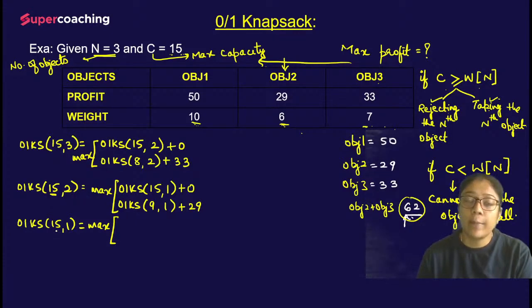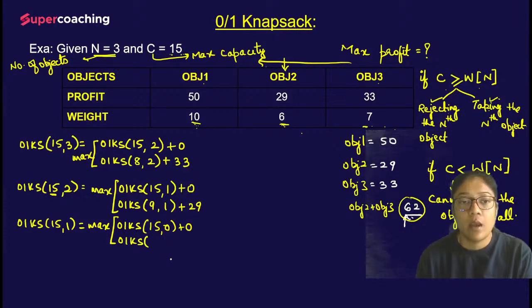Alright, so capacity is 15. Object 1 into the consideration. तो ले भी सकते ऑब्जेक्ट को, नहीं भी ले सकते, because the weight of the object is less than the capacity. So if we are not taking the object, capacity remains 15, 0 and no profit is assigned. If the object is taken, 15 minus weight of the object, that is 15 minus 10 is 5. No object is pending. Profit is given as 50.